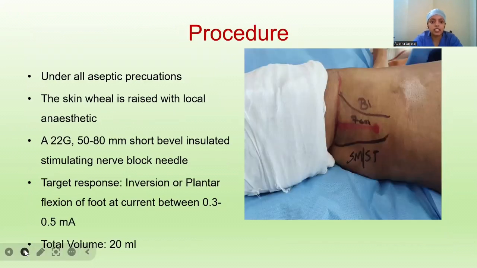Under all aseptic precautions, the skin wheal is raised with a local anesthetic, and a 22 gauge 50 to 80 millimeter short bevel insulated stimulating nerve block needle is used. The target response should be inversion or plantar flexion of the foot at currents between 0.3 to 0.5 milliampere. Around 15 to 20 ml of the drug is used.